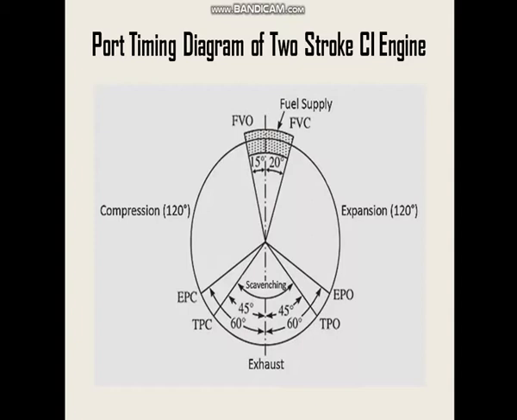But one difference is that in the SI engine, the air-fuel mixture enters the crankcase, but here in the CI engine, instead of the air-fuel mixture, only air enters the crankcase.